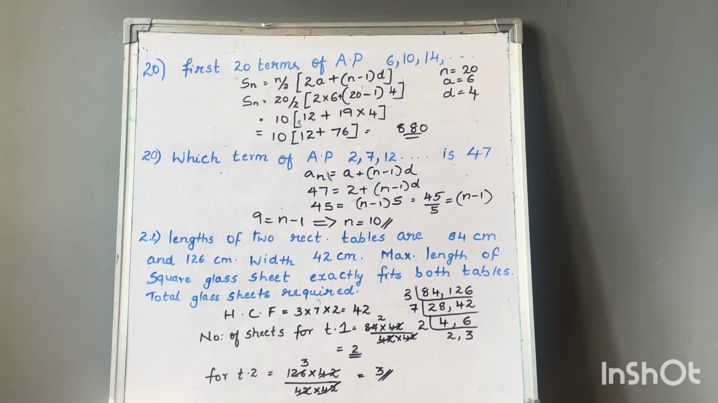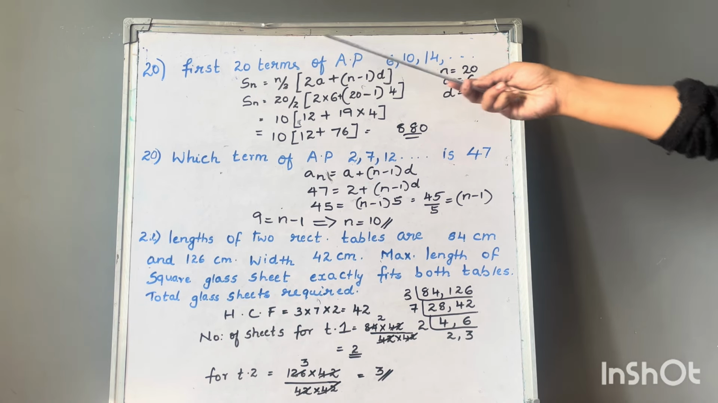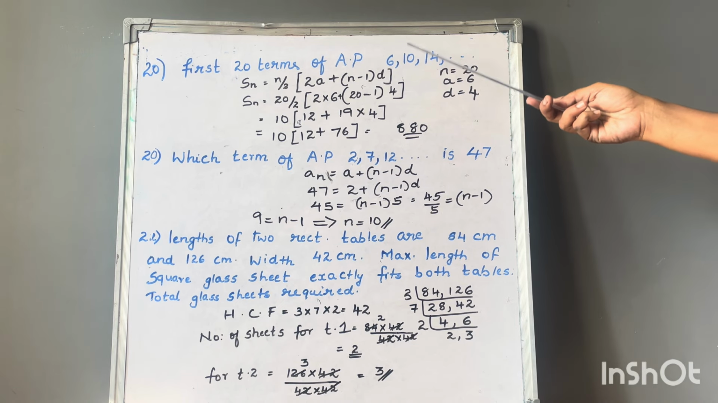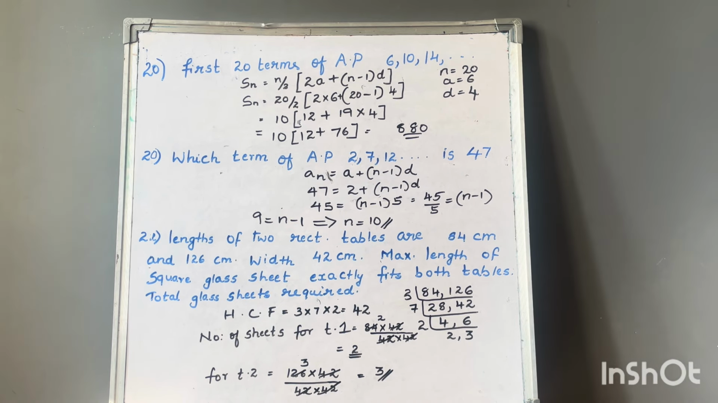So, we had discussed in the previous video till question number 19, and in this video, I'll be continuing from question number 20. Question number 20 is the first 20 terms of AP 6, 10, 14, etc. So we have to find the sum of the first 20 terms of AP 6, 10, 14, etc.